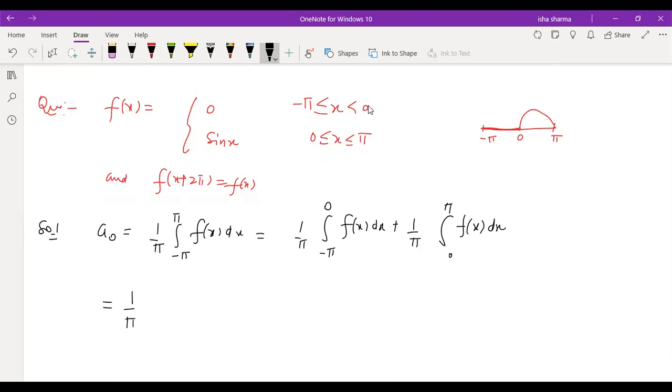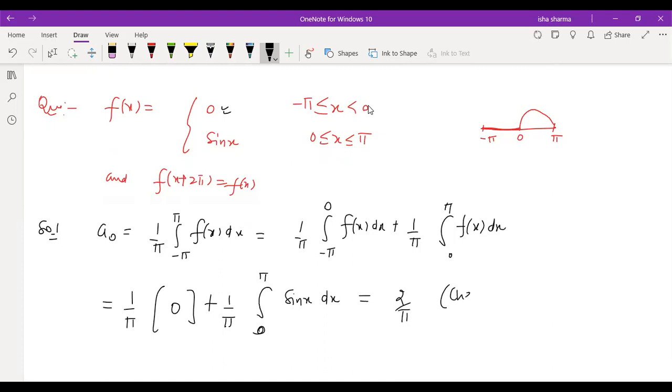So 1 by pi, the integral from minus pi to 0. What is the function value there? It is 0, so this is simply 0. And the next term, from 0 to pi, the function value is sine x dx. If you solve this integral, the integral of sine x is going to be minus cos x. I'm just directly writing the value.